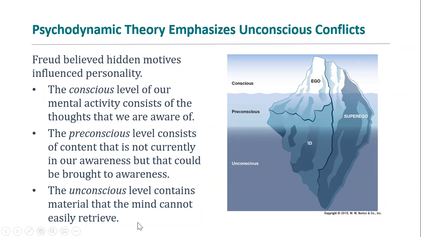Then we have those unconscious levels, and this contains material that the mind cannot easily retrieve. And when we talk about the unconscious, these are those thoughts that we are not going to be aware of, but they do dictate our actions and our behaviors. In connection with that, our conscious is going to be connected to our ego. Our preconscious is connected to our superego, and our unconscious is connected to our id. When we have conflicts between the id, the ego, and the superego, typically we are going to have developed defense mechanisms and have difficulties with our personality.